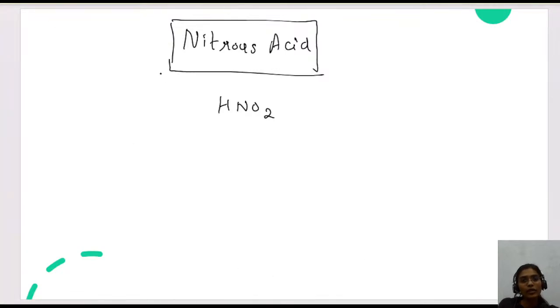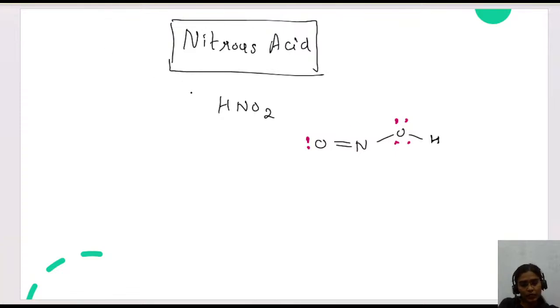If we talk about the structure, there is a nitrogen with a double bond to an oxygen, and a single bond to an O with a hydrogen. If you observe, there are 3 bonds in total on the nitrogen, and the nitrogen does not have any charge. This oxygen has two lone pairs, and the other oxygen has one lone pair. So this is nitrous acid.